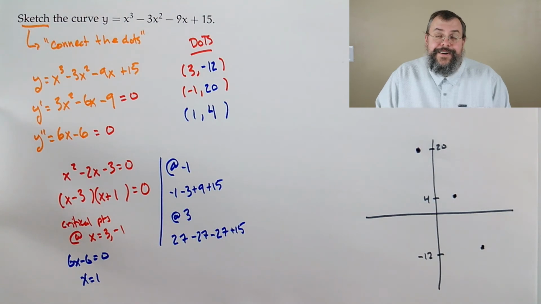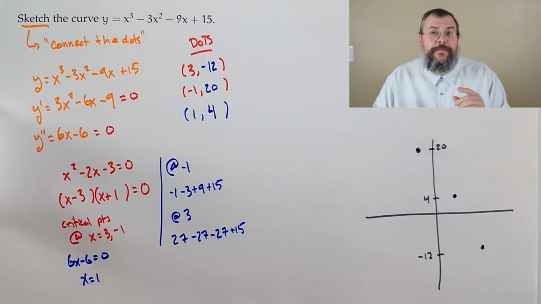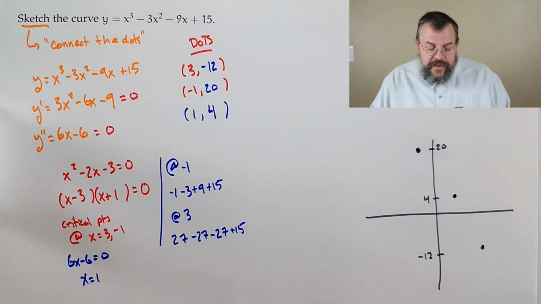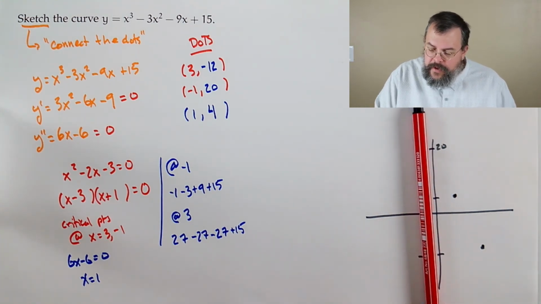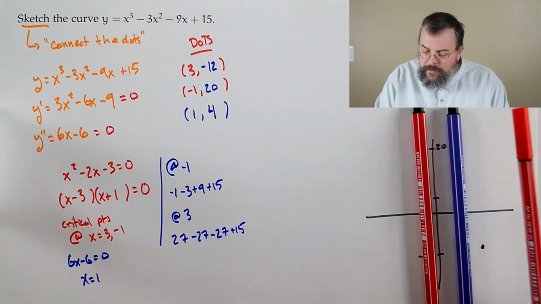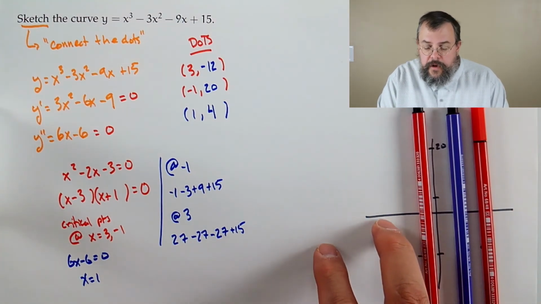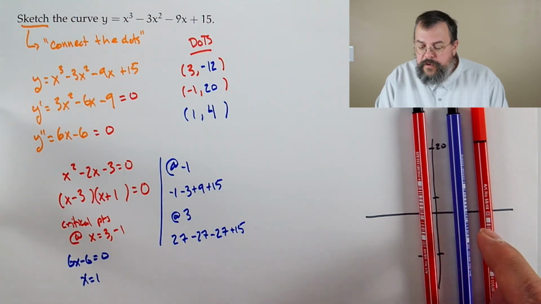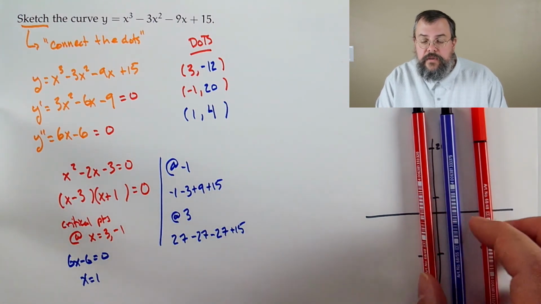Okay, now we're almost ready to connect the dots, but we need one more thing to do. What we've really done here is we've chopped our picture up into 4 pieces, right? So we have what happens before negative 1, between negative 1 and positive 1, between 1 and 3, and after 3. And I need to understand each one of those parts.